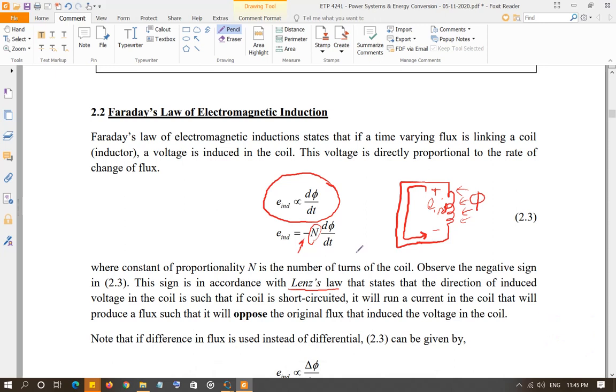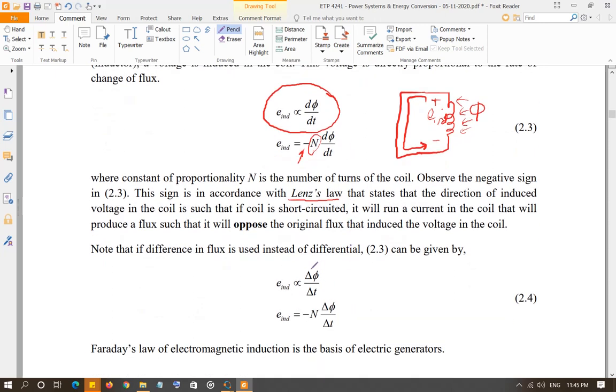Actually, if you look in your book, they don't have the negative sign. They're not even going to the differential equation. They are giving you this equation right here, delta phi over delta t, and they are not discussing the negative sign. But again, the negative sign is standard, that's why I'm putting the negative sign in this equation.